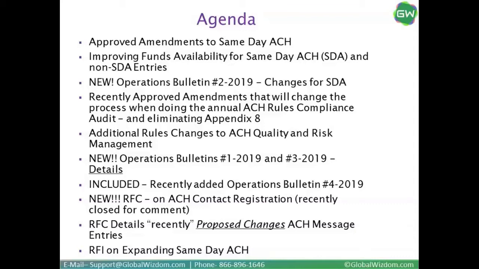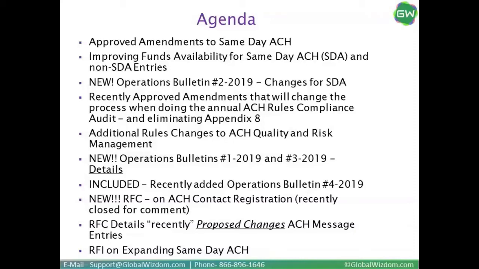We'll talk about the big change to the annual ACH rules compliance audit that went into effect January 1st of 2019. So if you have not done your ACH audit yet for 2019, it has changed the process. There is no more Appendix 8. There are also additional changes to the rules surrounding the quality of the ACH network and the risk management process. In other words, how do we help manage risk in the ACH network? There are some changes going on there as well. And most recently, there was a request for comment on a new rules change regarding ACH contact registration. It recently closed for comment. I'll give you the details on all of that.